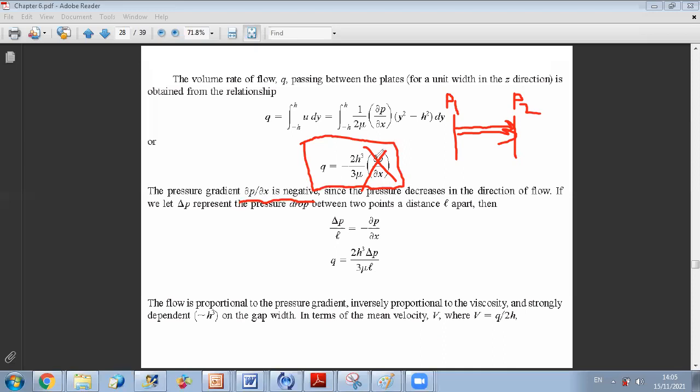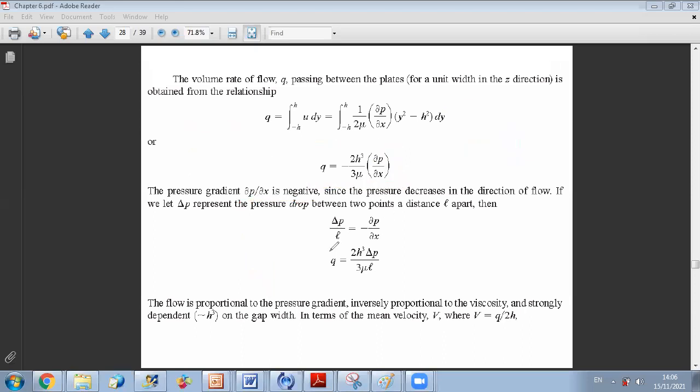Of course, this is the case because my motion is horizontal. But if you have motion in the vertical direction, for example, your flow will not only move under the effect of pressure, but also under the effect of gravity, okay? But here, the flow is horizontal. So what is driving it in this case is the pressure gradient, okay?